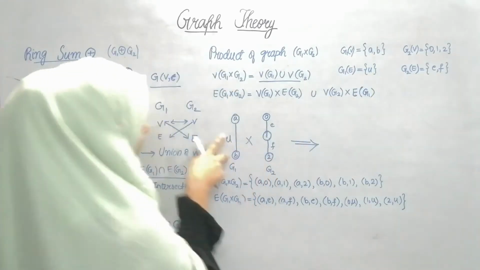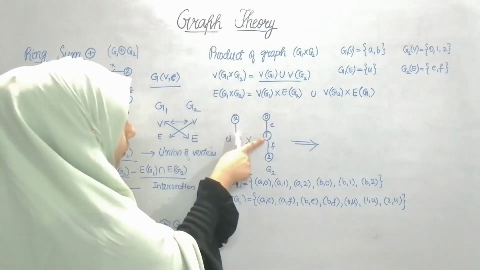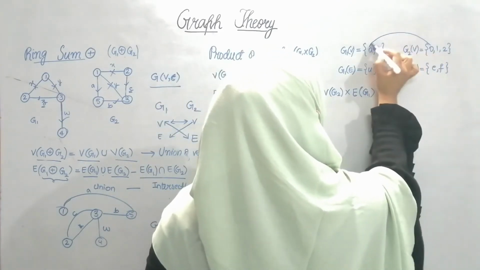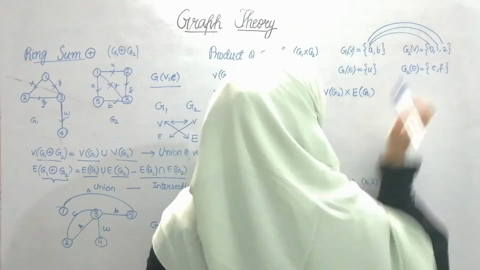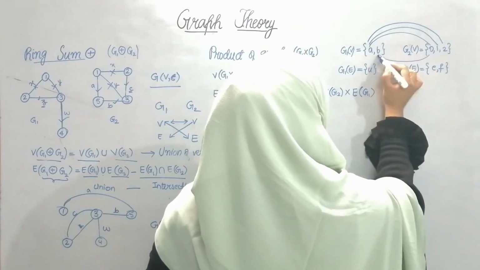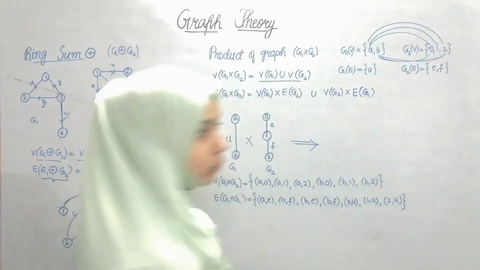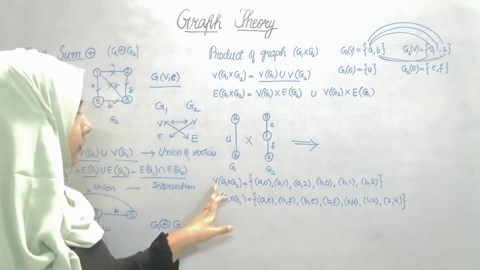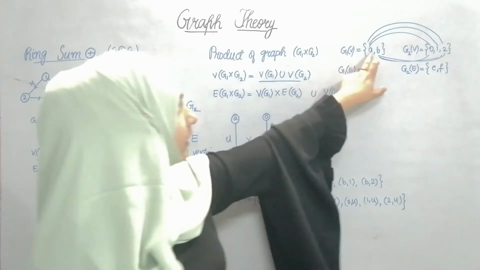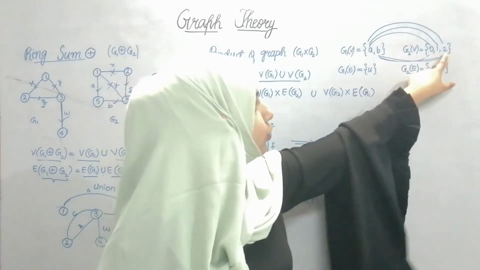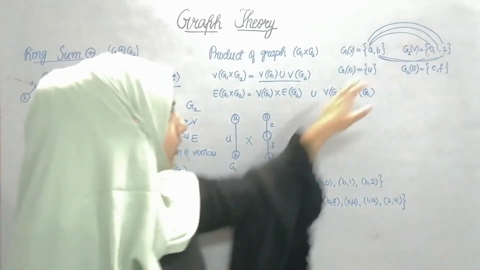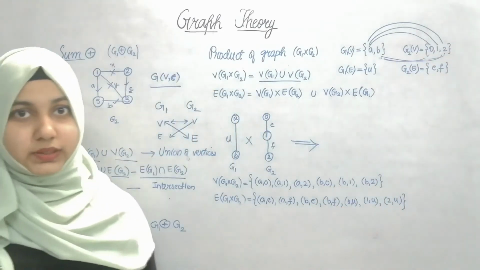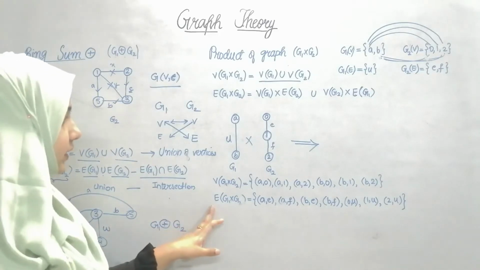Vertices of G1 we have got as, what are the two vertices here? A and B. For here we have got 0, 1 and 2. Now we are going to multiply them. A will be multiplied with 0, A with 1, A with 2. Same case, B will be multiplied with 0, with 1 and with 2. Okay? All of them, you are going to multiply them. So the resultant V of G1 into G2 will be A into 0, A into 1, A into 2. Done? Now, B into 0, B into 1, B into 2. Clear with the vertices? Now, let's go with the edges.